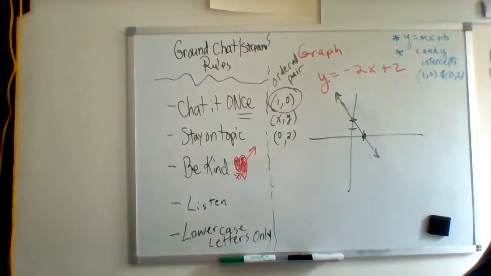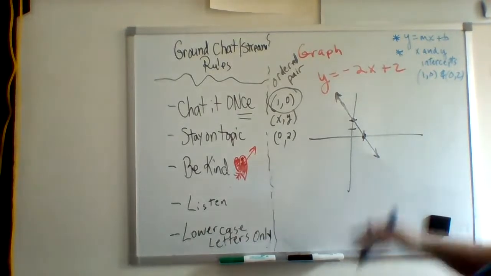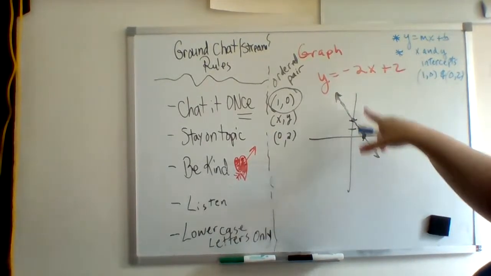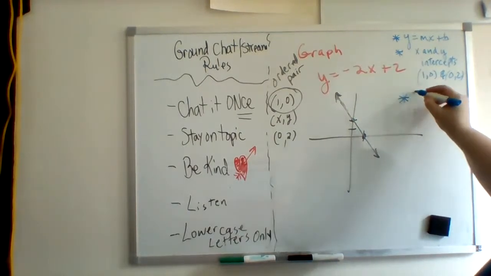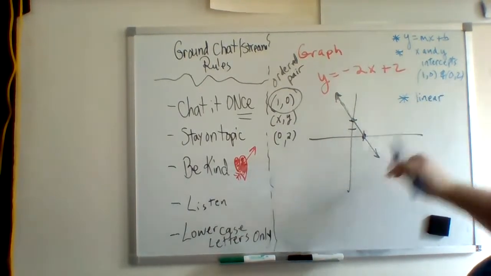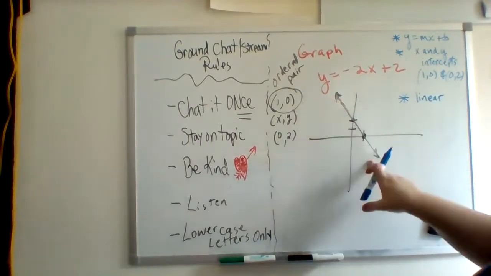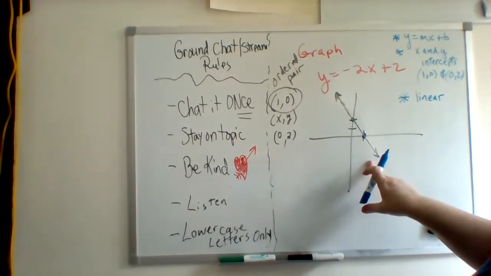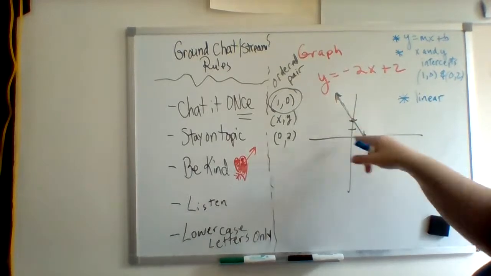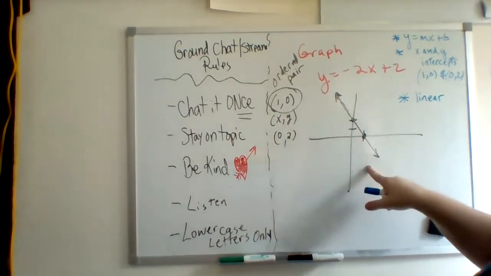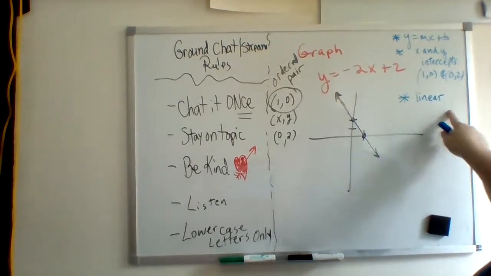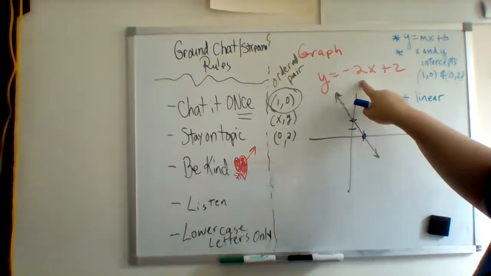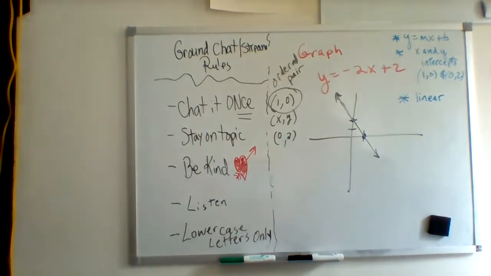Now, something that I wanted to hear from you yesterday, I wanted you to tell me that this equation is linear. This is a straight line. It's continuous, which you'll explore more in high school, but I think you know what I mean. It's a solid straight line. There's absolutely no breaks in it. So this is linear. It's a straight line. So what kind of equation is this? This is a linear equation.